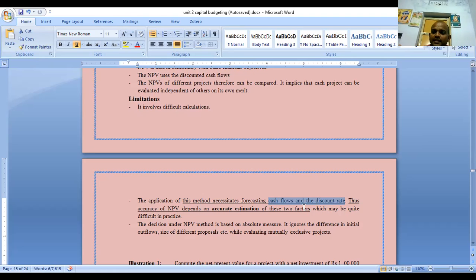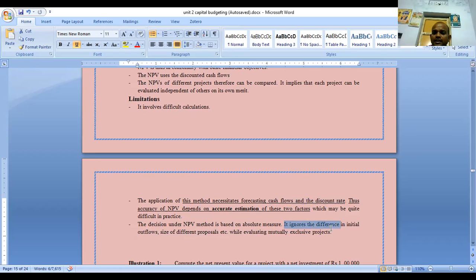So we are estimating the cash inflows. Future is always uncertain, but we are estimating by considering all factors from marketing, production department, and various other departments. And we are estimating the discount rate as well by considering the cost of capital of other opportunities. So it depends on the accurate estimation. That is the limitation.